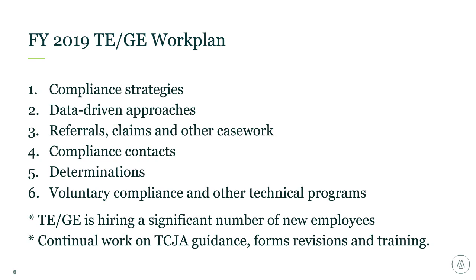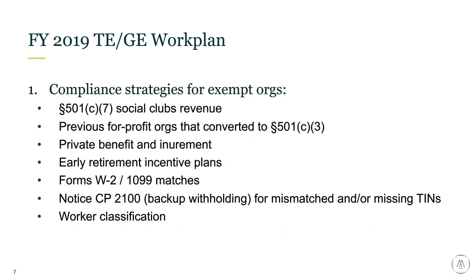Okay, so compliance strategies that they have right now, the top listed here, are Section 501(c)(7) social organizations. The IRS is focusing on their investment income, non-member income, and non-filers that don't file a 990-T to report unrelated business income. They're also looking at organizations that used to be a for-profit that have converted to 501(c)(3) status.